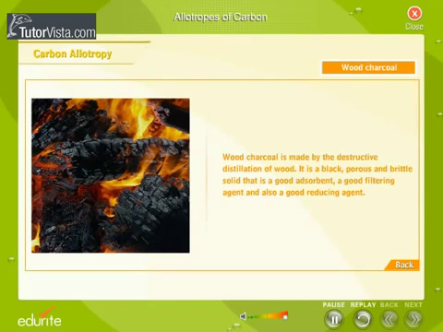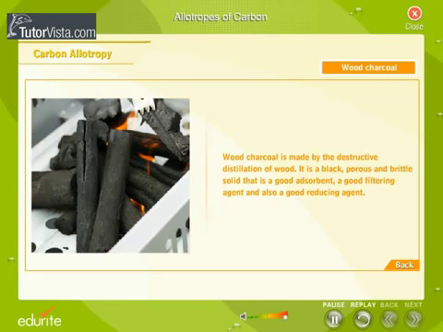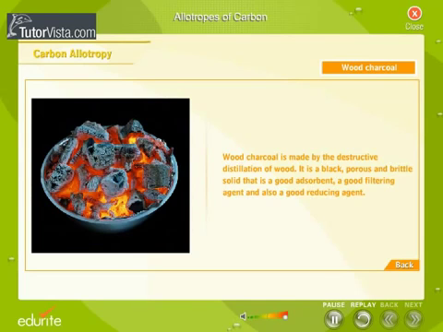Wood charcoal is made by the destructive distillation of wood. It is a black, porous and brittle solid that is an adsorbent, a good filtering agent, and also a good reducing agent.